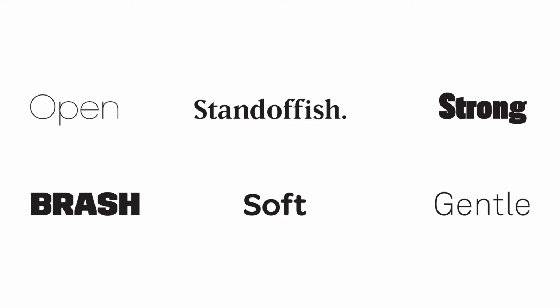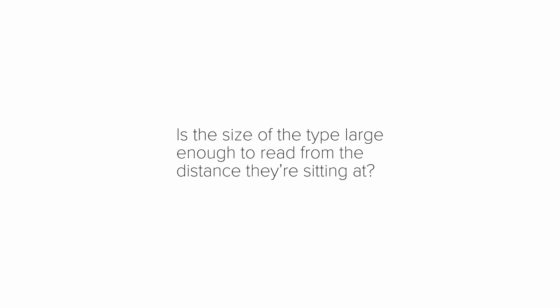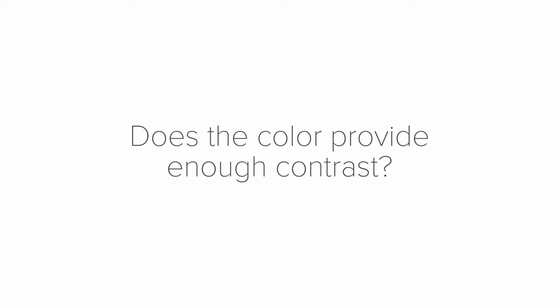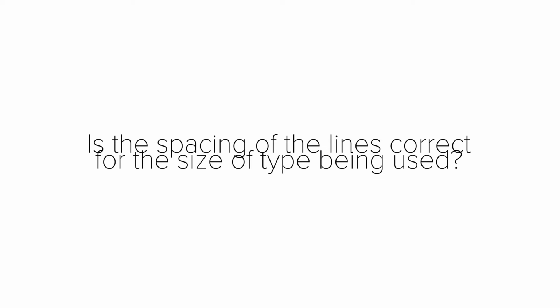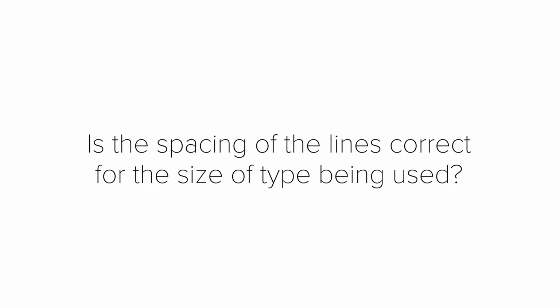When it comes to legibility, we're really talking about the principles of typesetting. Is the spacing right? Is the size of your type large enough so that someone can read it from the distance they're sitting at? Does the color provide enough contrast to be legible? Is the spacing of the lines correct for the size of type that you're using? All of these things come together to basically amount to some sort of legibility.